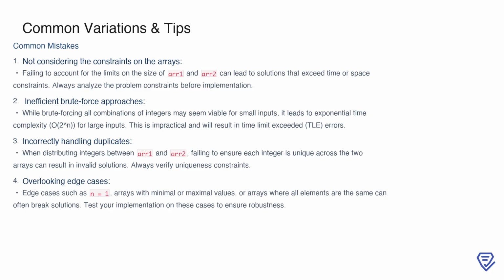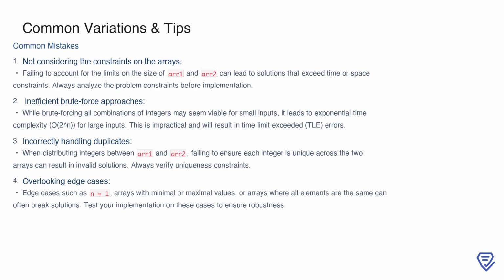Another mistake is relying on brute force approaches. For small inputs, brute forcing all combinations might seem feasible, but as the input size grows, this approach quickly becomes impractical due to its exponential time complexity. This will almost certainly result in time limit exceeded errors. Additionally, you need to be mindful of duplicates. When distributing integers between ARR1 and ARR2, ensuring that each integer is unique across the two arrays is critical. Failing to do so can lead to invalid solutions.